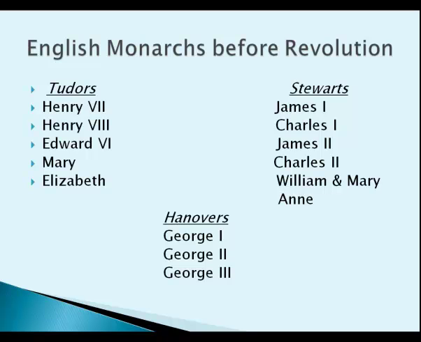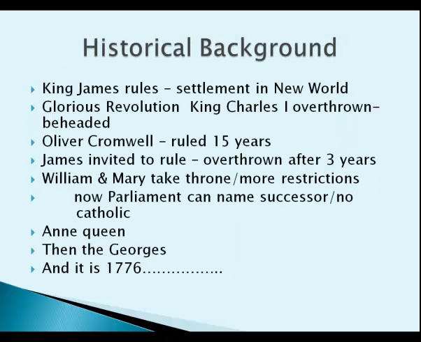Now the only reason I've got these up here is because when we have wars, it's going to have Anne's War and William and Mary's War and George's War. They're usually named for the king or queen. Okay, King James rules, especially the settlement in the New World. He dies, and his son, King Charles, becomes the king. King Charles believes in divine rule and is very upset because the Parliament won't let him tax as much as he wants to. So the Puritans have a revolution, and they overthrow the king, and they behead him.